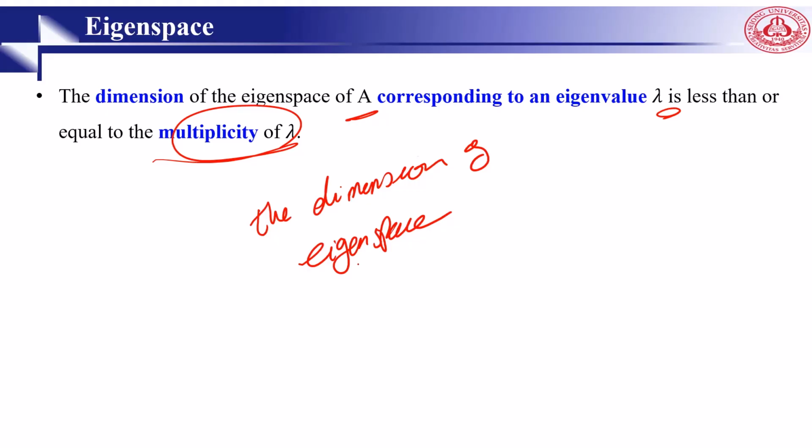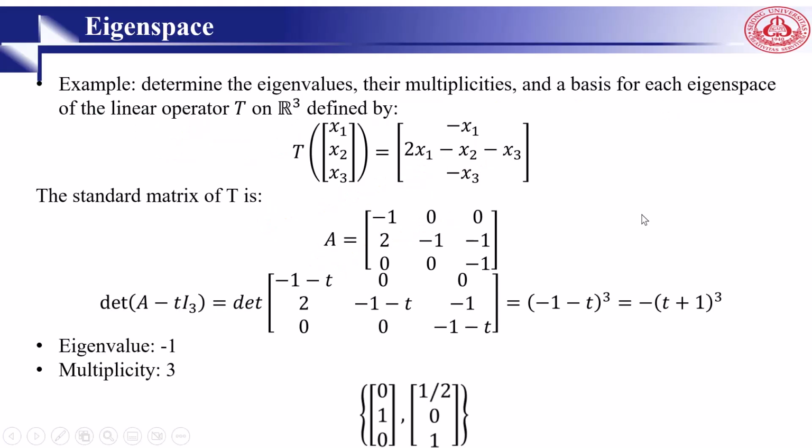And one thing more, the key relationship is that the geometric multiplicity, what I called the dimension of the eigenspace, is always less than or equal to the multiplicity of the eigenvalue. In other words, if an eigenvalue has algebraic multiplicity k, then the corresponding dimension is at most k. And here is the example.